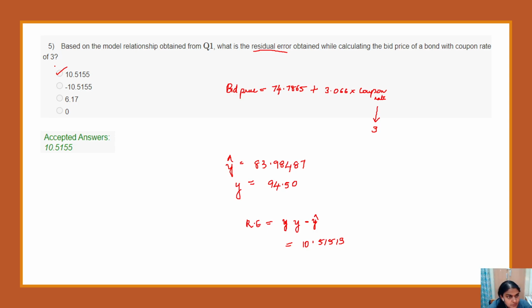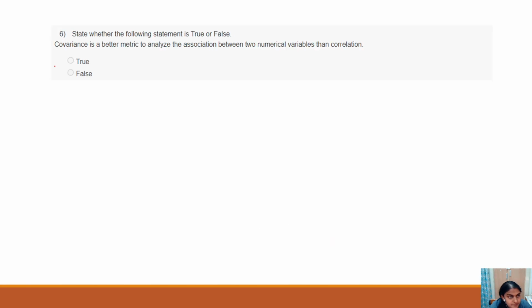I hope everyone's clear with these first 5 questions. I'll move on to the next one. State whether the following statement is true or false. Covariance is a better metric to analyze the association between two numerical variables than correlation. You can put the answers.